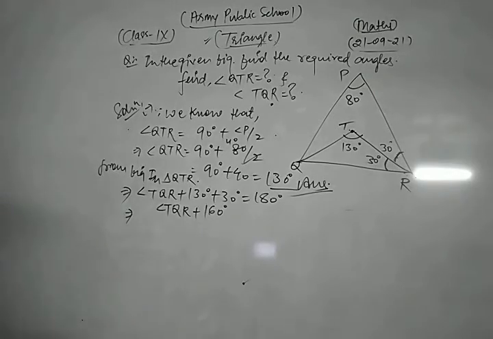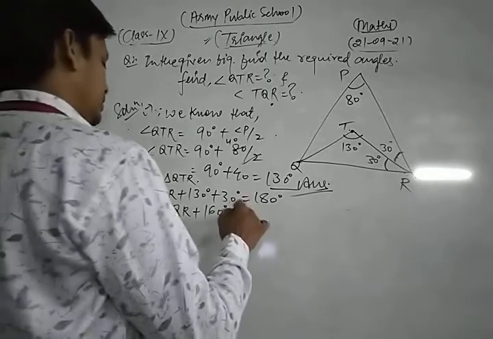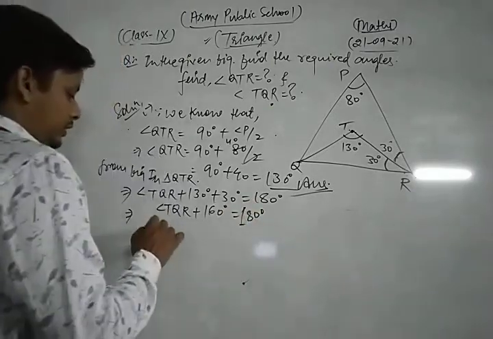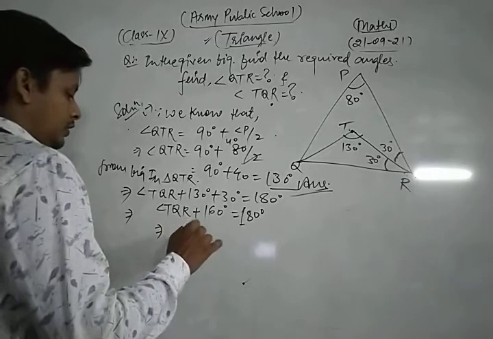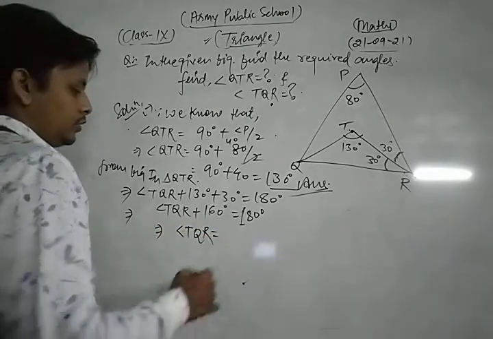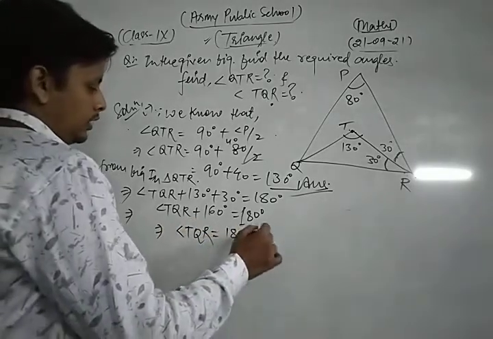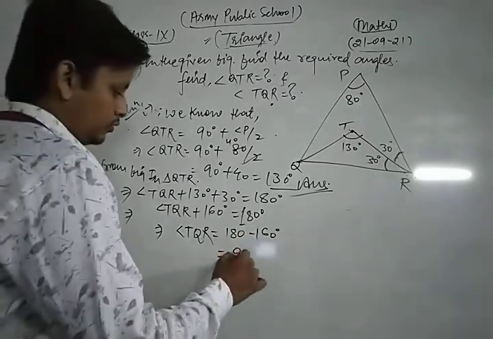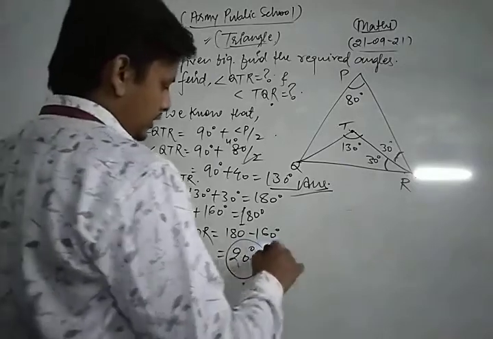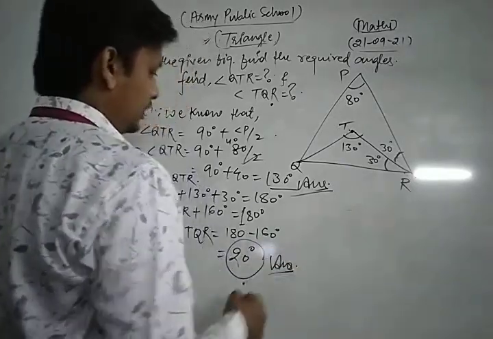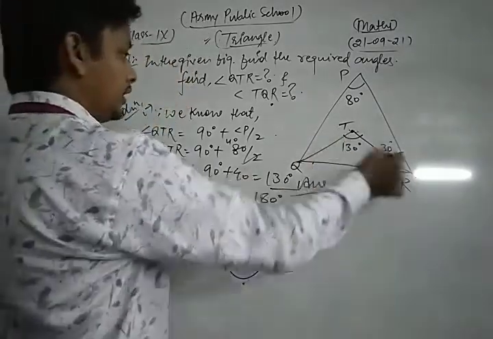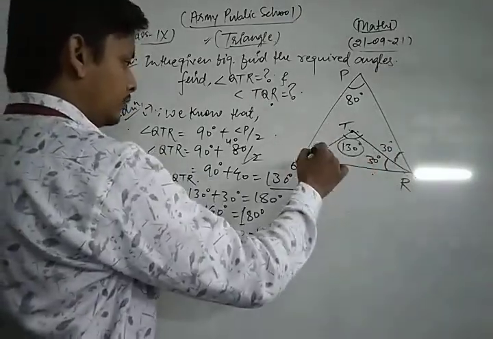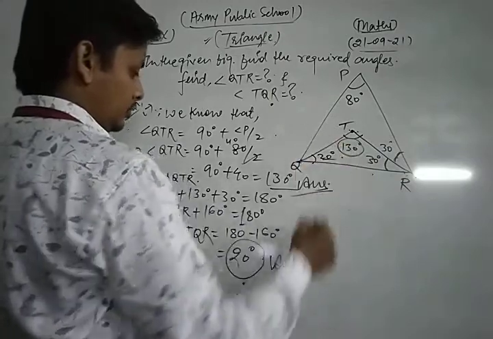So angle PQR plus 160 is equal to 180 degrees. From there, angle PQR is equal to 180 minus 160 degrees, which is 20 degrees. This is the required answer. So in this way, the value of angle QTR is 130 degrees and the value of angle PQR is 20 degrees.